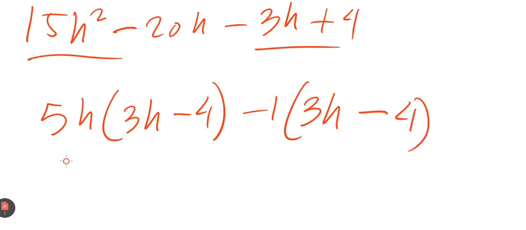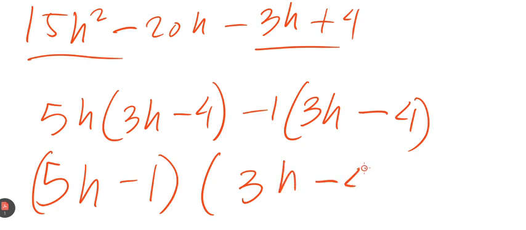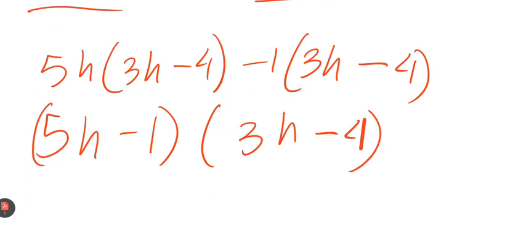Okay, so let's combine it then. So that's going to be 5h minus 1. Yeah, minus 1. And the other would be 3h minus 4 then. Okay, so that is how we get the answer then.